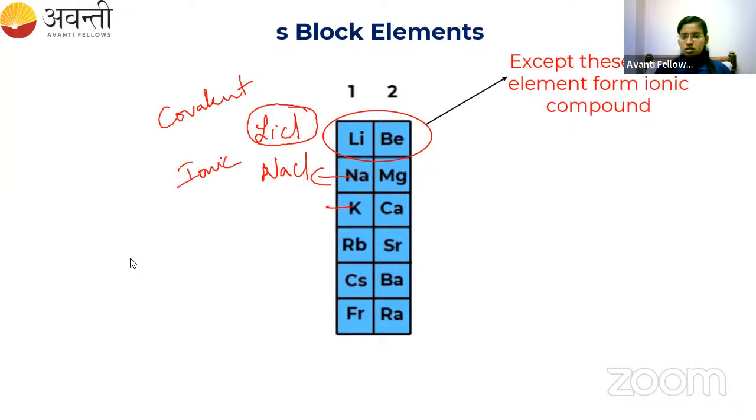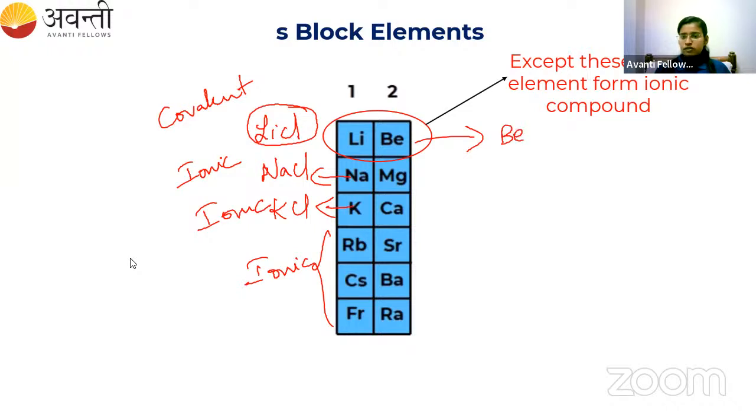And potassium also will form the compound KCl. Potassium chloride is also ionic in nature. All others will form ionic compounds, but only the first member will form the covalent compound. Okay, so you know what is meant by covalent and ionic, right? Covalent means formed by the sharing of electrons, and ionic means formed by the transfer of electrons. Okay, likewise in the same way, beryllium also.